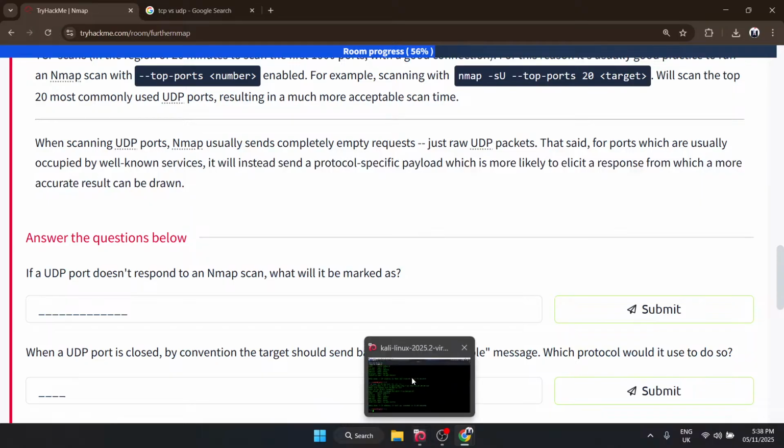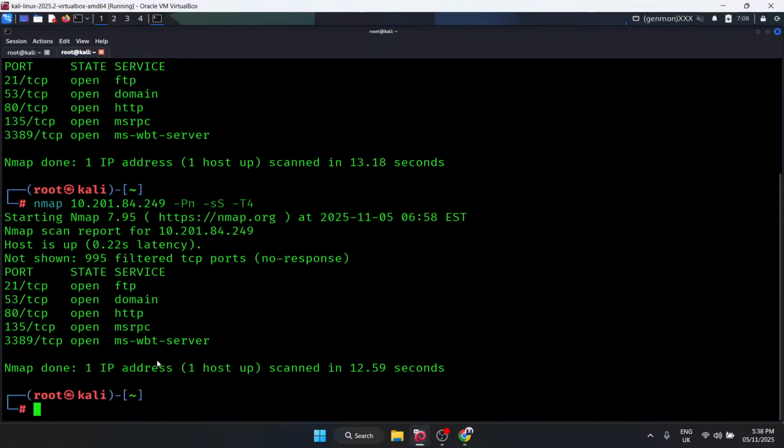Let's do this with the hyphen top ports option. This is the target system, and here we will simply do -sU and then -T4, and we will use --top-ports. If we do not put -sU, then it will go for TCP ports. But if we put -sU, then it will go for only the top 20 UDP ports.